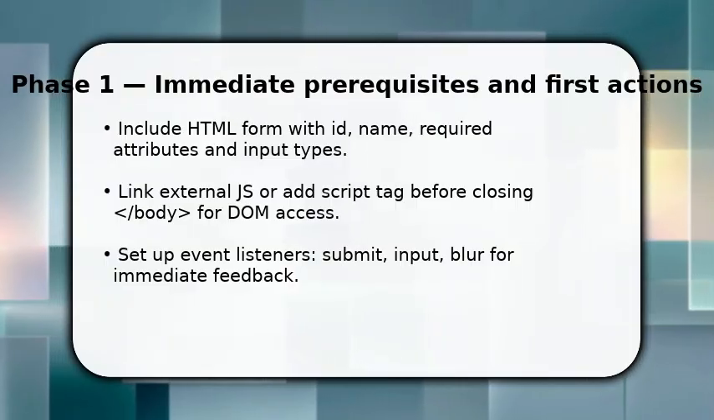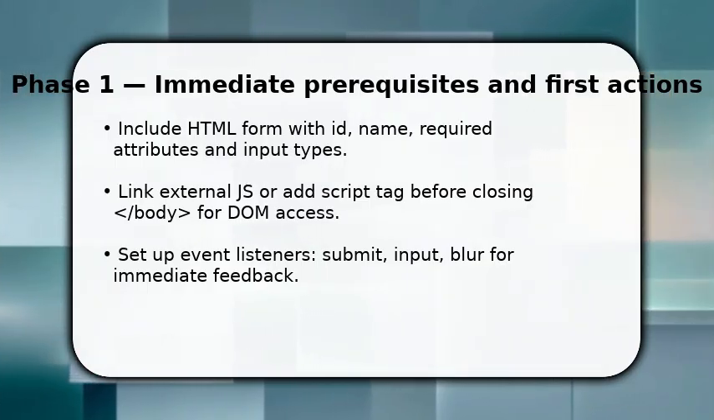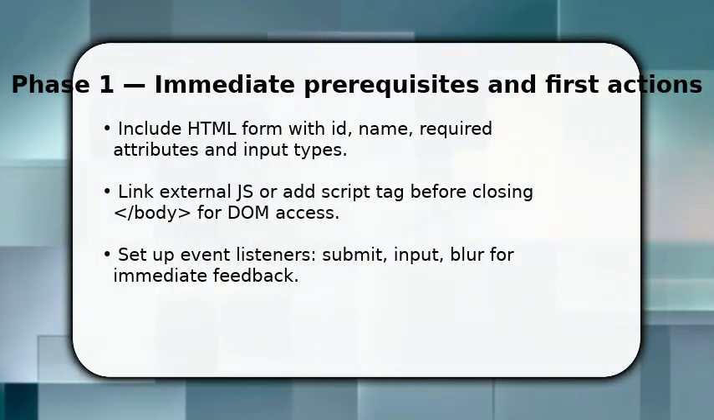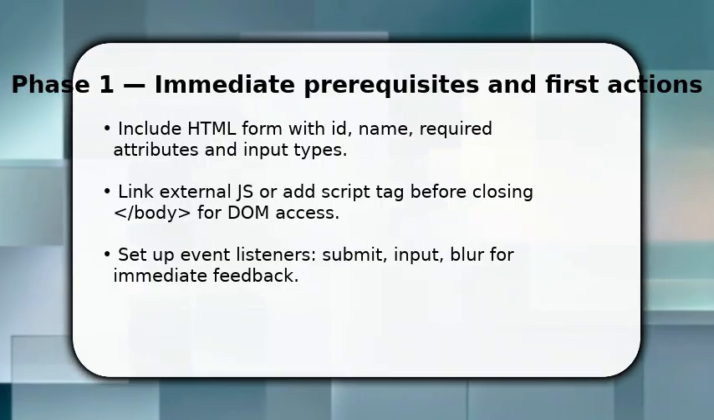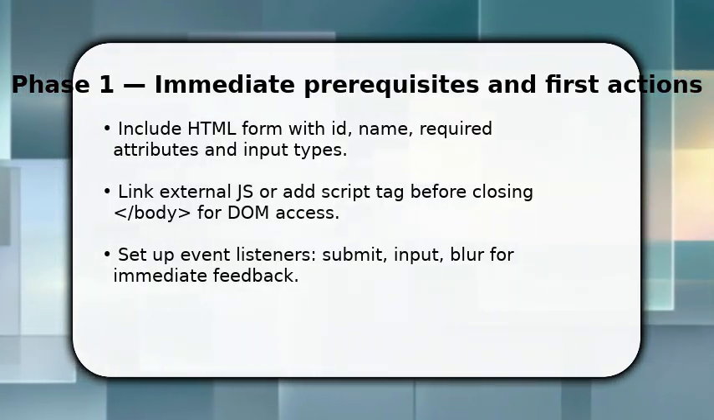You start by confirming the essentials: an HTML form with IDs, proper input types, and initial required attributes. Once done, attach a script at the end of the page so the DOM is ready. Next, add event listeners for submit, input, and blur. This gives you both final and instant validation.